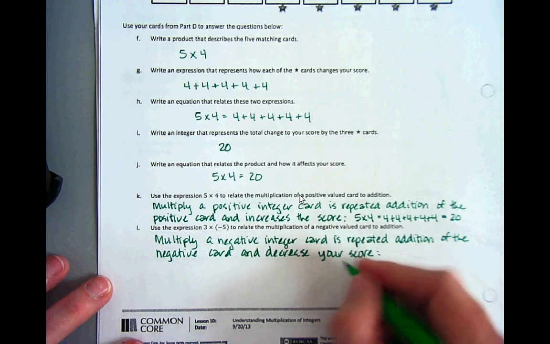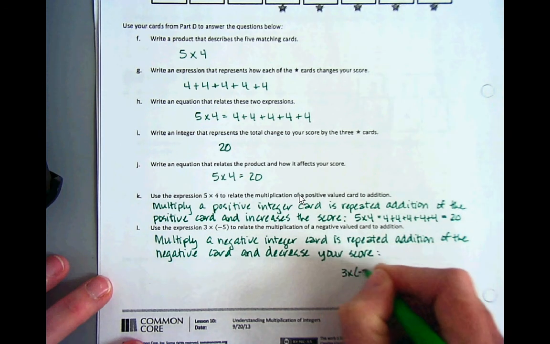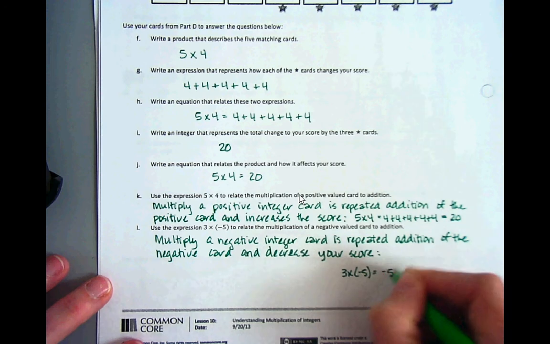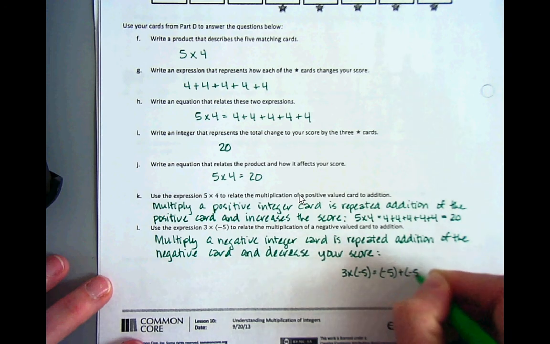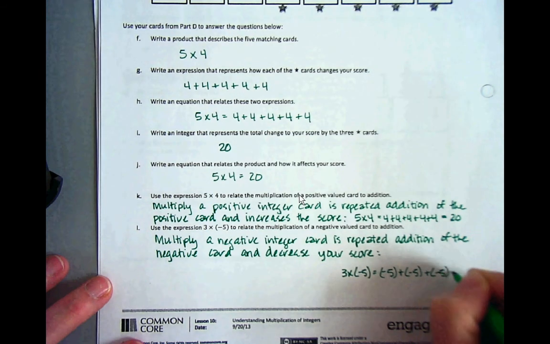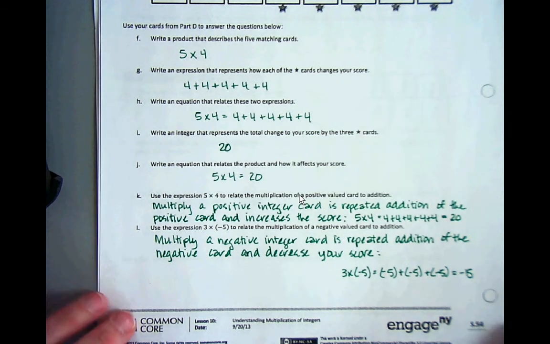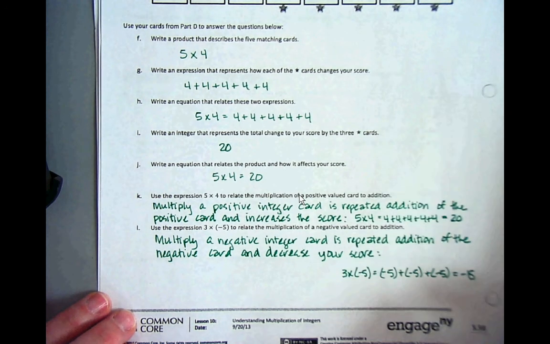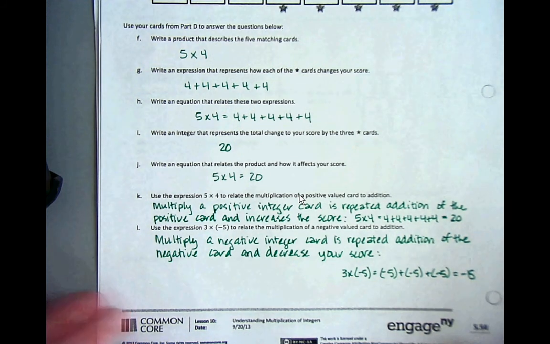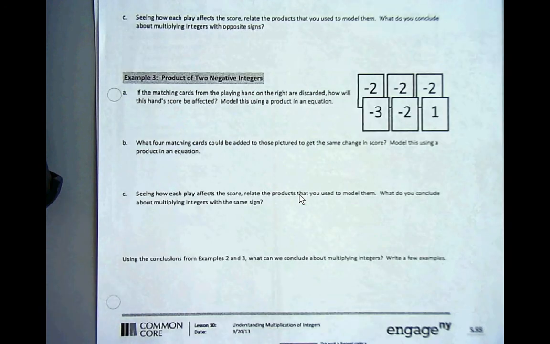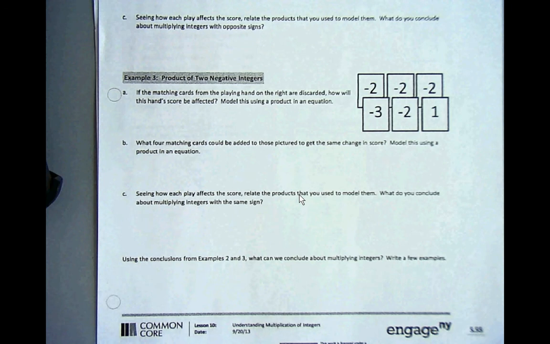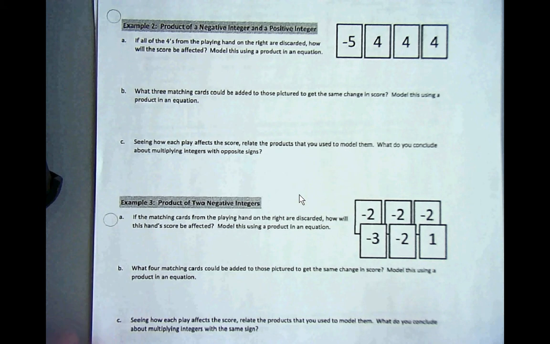So we have 3 times a minus 5, which is minus 5 plus minus 5 plus minus 5, and that is equal to minus 15. All right. So now that we have our two observations of what is happening when we multiply positives and negatives, let's go on to the next example, which is example 2. So product of a negative card and a positive card.